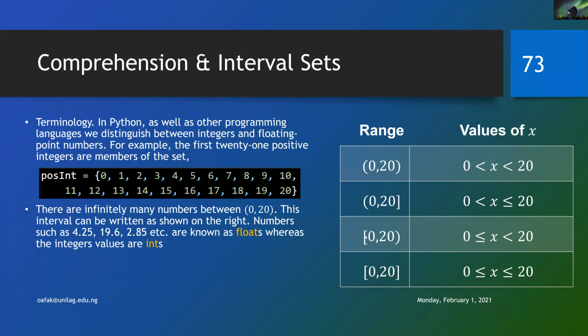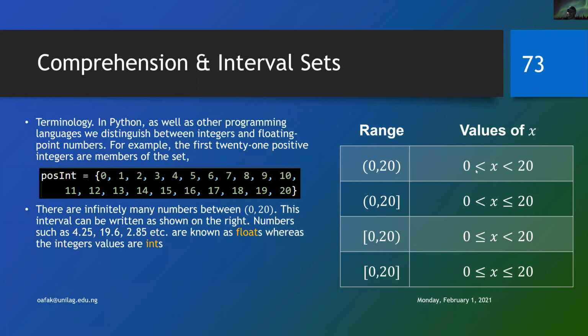The intervals between are mixed because this one is open at 0, closed at 20. This one is closed at 0, open at 20. And these are the meanings of all those things. And this is, again, how Python will write it for you. When Python writes this for an interval, this is what it means.